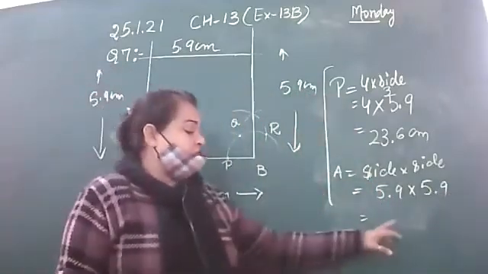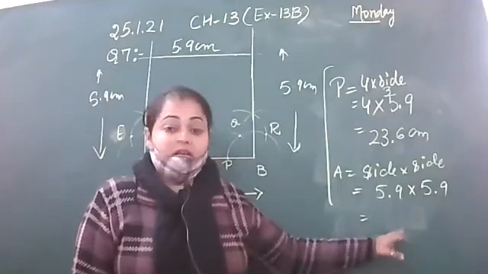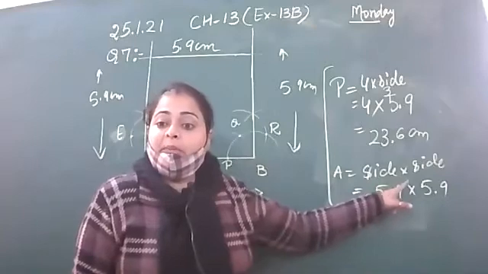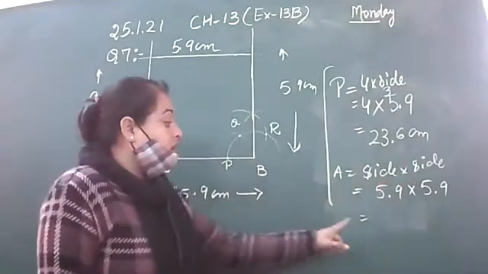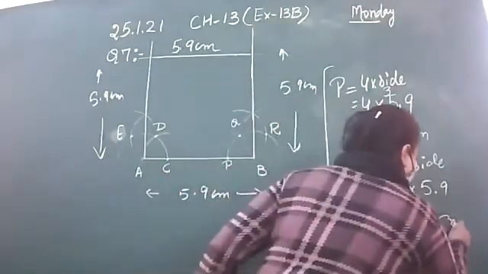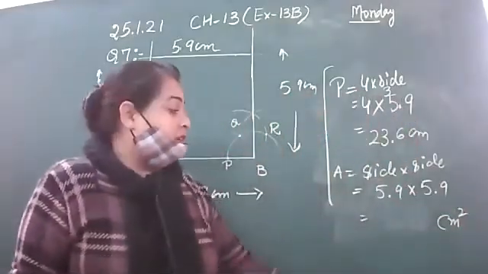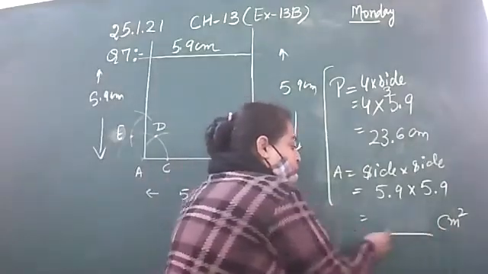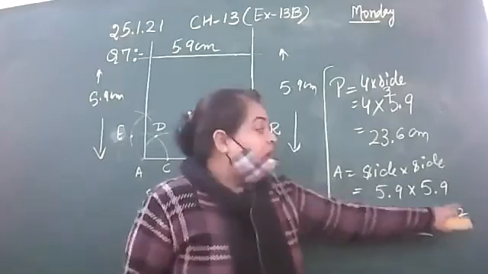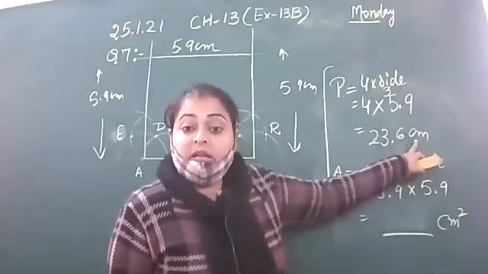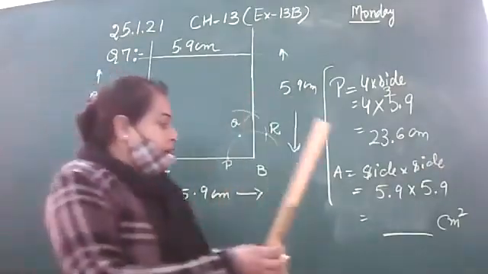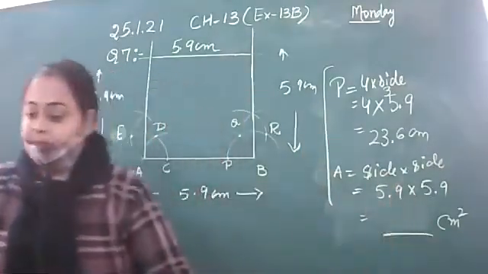So do the calculation by yourself. Fine. This formula you will apply. Area is side multiplied by side, and here you will not write centimeter. Here you will write centimeter square. Very much compulsory to write centimeter square because the unit of area is centimeter square and the unit of perimeter is centimeter. Fine. Now come to the next. Do the calculation by yourself.